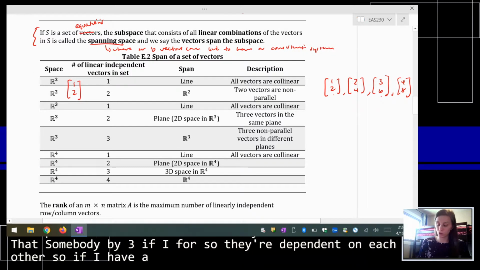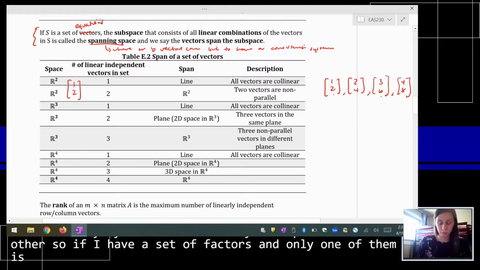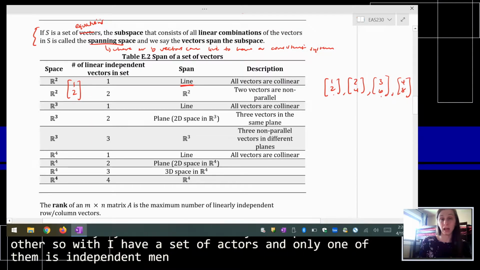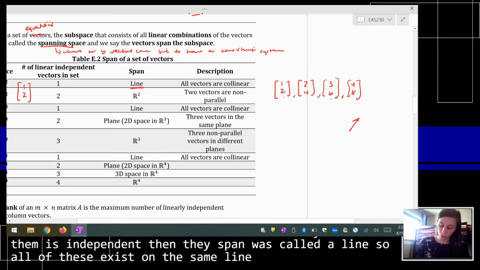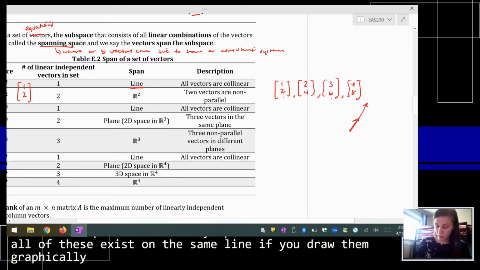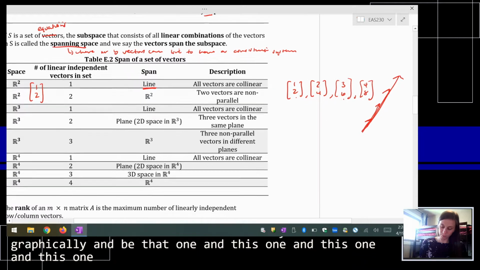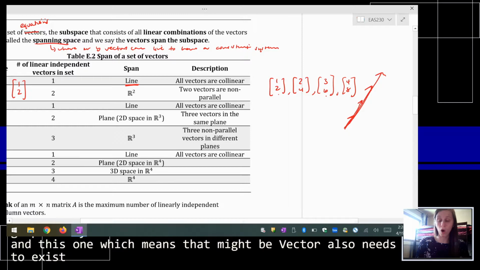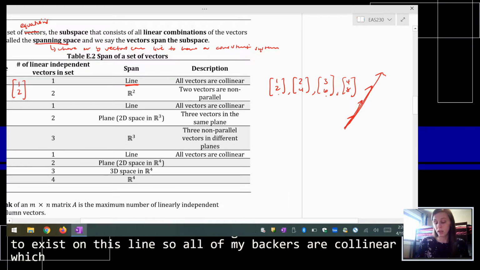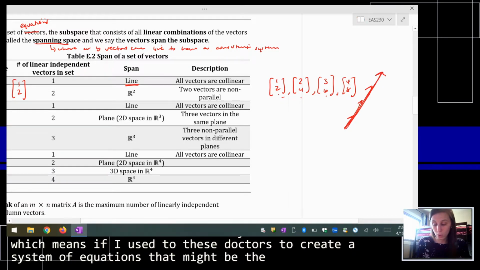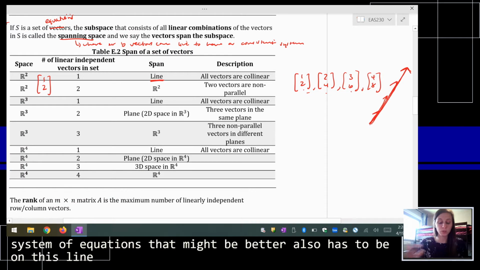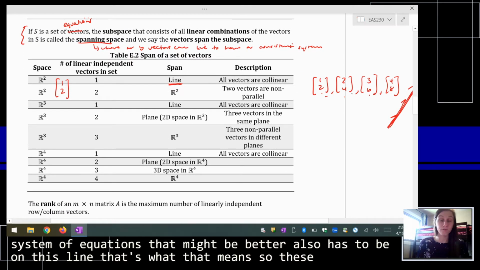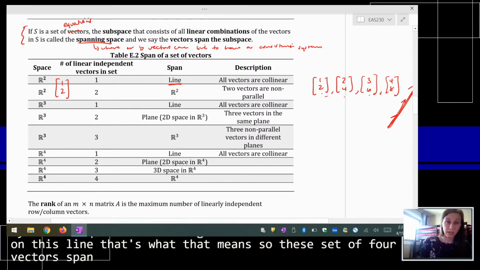So if I have a set of vectors and only one of them is independent, then they span what's called a line. So all of these exist on the same line. If you draw them graphically, it'd be that one, then this one, then this one, then this one. Which means that my B vector also needs to exist on this line. So all of my vectors are collinear. Which means if I use two of these vectors to create a system of equations, then my B vector also has to be on this line. That's what that means. So these set of 4 vectors span a line in R2, or span a line in 2D space.